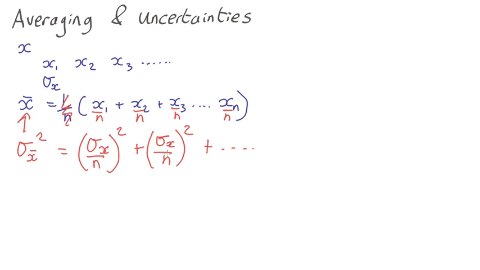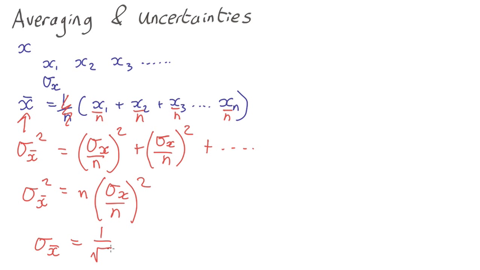So you're getting the same term from each of these things, adding them all up, and you're going to have n of them. So the uncertainty in x bar, the average in x, is just n sigma x over n squared. So that gives you the uncertainty in the average is just 1 over root n times the uncertainty in the individual measurements. Very simple, and once again we have the root n, this magic root n that comes up all over the place. So that's all there is to it.